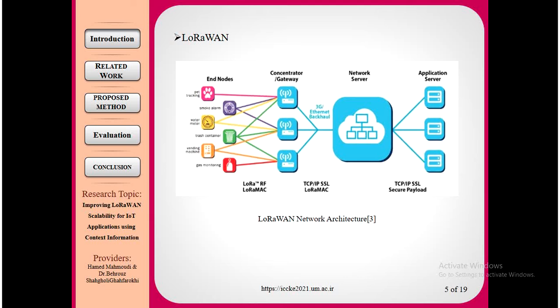There are some end nodes on the left side which have connection with gateways by LoRa RF and LoRa MAC communication type. Gateways communicate with the network server by 3G or Ethernet backhaul, which is a TCP/IP SSL connection and uses LoRa MAC. And finally, the network server or network servers communicate with application servers by TCP/IP SSL connections and secure payload.